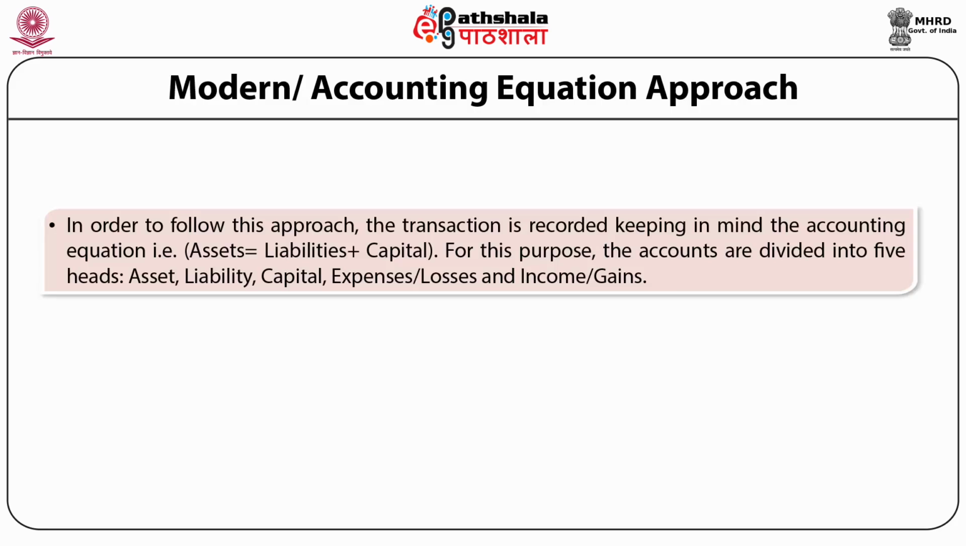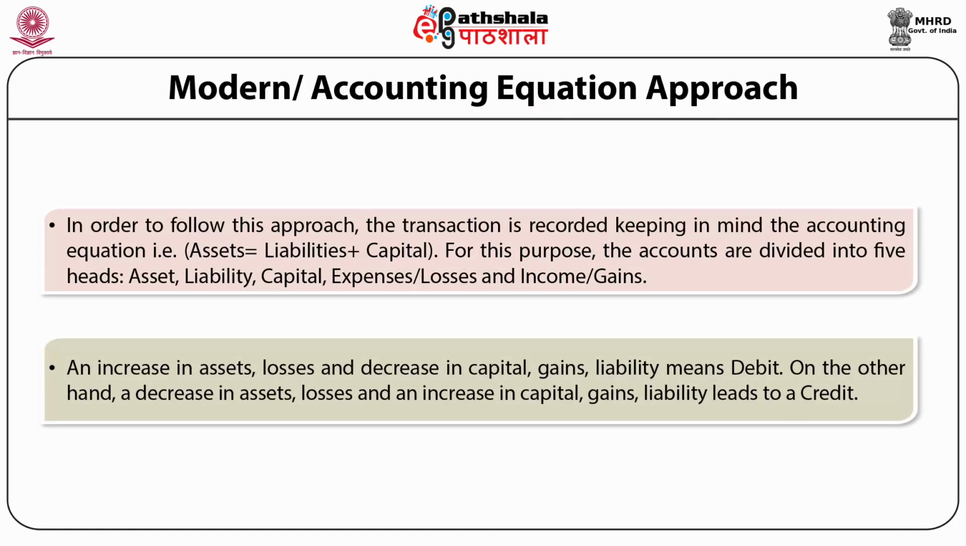An increase in assets, losses, and decrease in capital, gains, liabilities means debit. On the other hand, a decrease in assets, losses, and an increase in capital, gains, liability leads to a credit. The following rules are summarized below. In case of increase, assets are debited, liabilities are credited, capital is again credited, income and gain is also credited, and expenses and losses are debited.